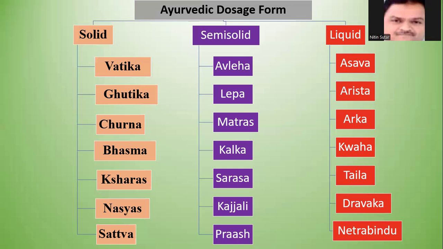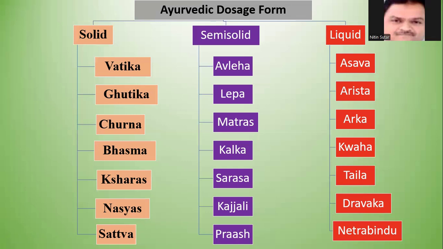Syrup is there. Okay, tablet, capsule, powder, then ash, like the drugs which become solid, that is nothing but a solid dosage form. In the Ayurvedic language, they are known likewise: solid, Vati, Gutika, Churna, Bhasma, Shara, Nasya, Sattva. Liquid dosage forms: Asava, Arishta, Arka, Vaha, Taila, Dravaka, Netrabindu. Whereas the semi-solid dosage forms: Avleha, Lepa, Matra, Kalka, Swarasa, Kajari, Prash.